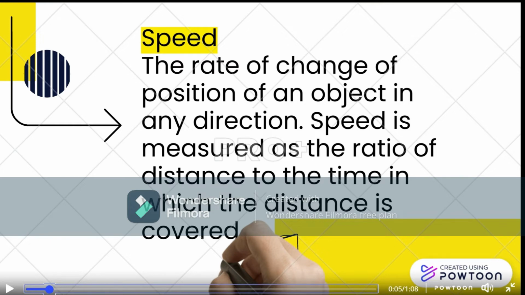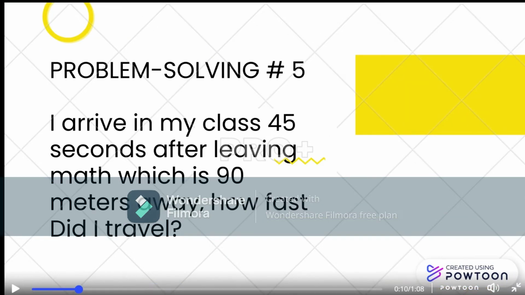Speed. The rate of change of position of an object in any direction. Speed is measured as the ratio of distance to the time in which the distance was covered. I arrive at my class 45 seconds after leaving math, which is 90 meters away. How fast did I travel?